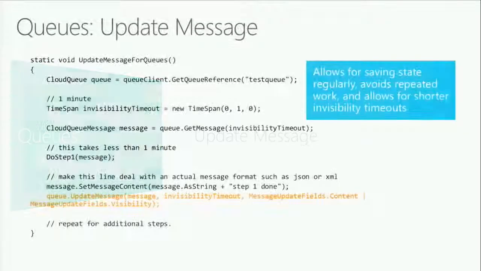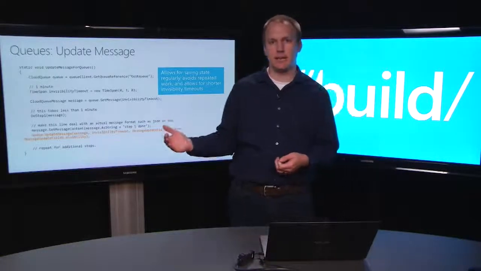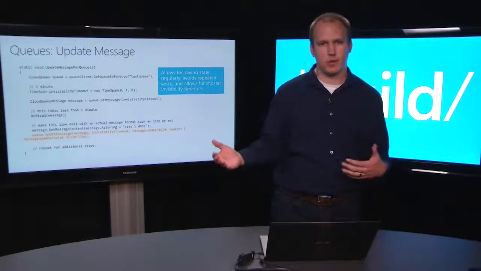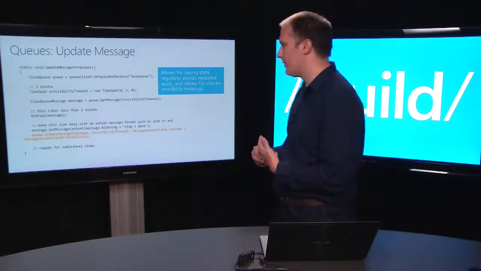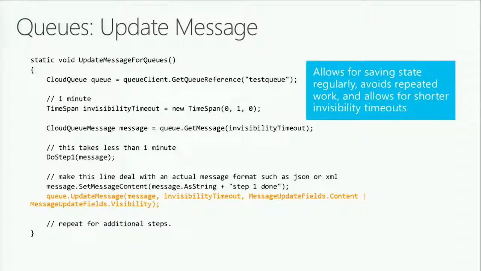With queues, you can use update message. Update message allows you to do a couple of different things. Once I've retrieved a message, in queues you have two-phase delete. You retrieve and then you delete the message. So once you retrieve the message, you can call back and update that message. You can update both the lease time that you have, the invisibility time, to give yourself more time to process the message, and you can update the contents of that message. So in this case, what we've done is we've said both I want to update the invisibility timeout to give myself more time, and I've updated the content to say I'm done with some step one.